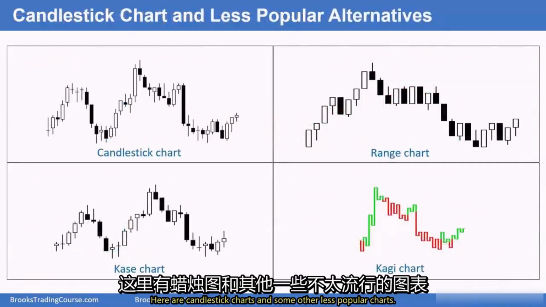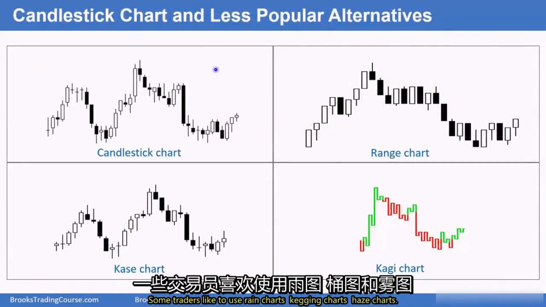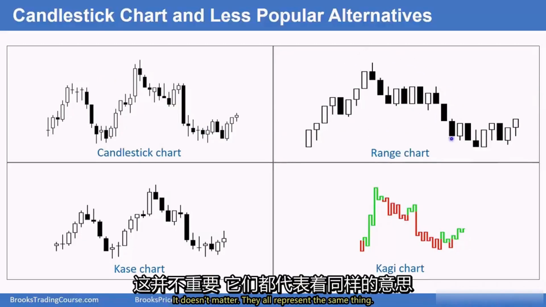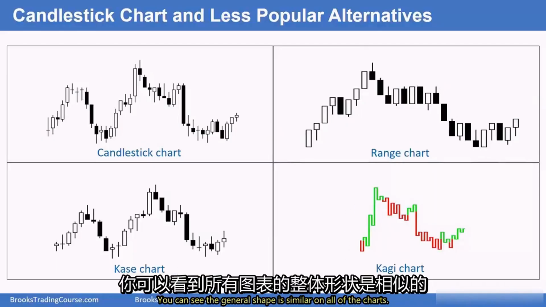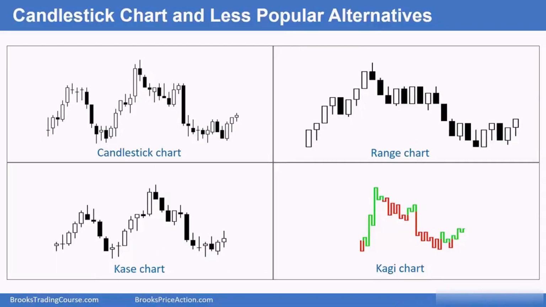Here are candlestick charts and some other less popular charts. Some traders like to use renko charts, Kagi charts, and similar charts. It doesn't matter. They all represent the same thing. You can see the general shape is similar on all of the charts.